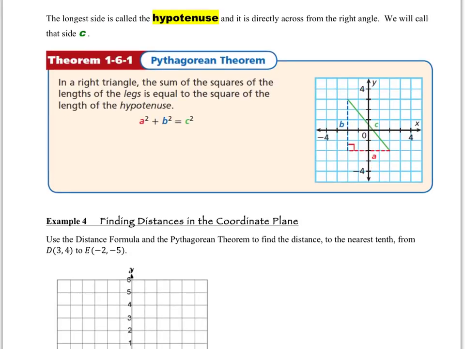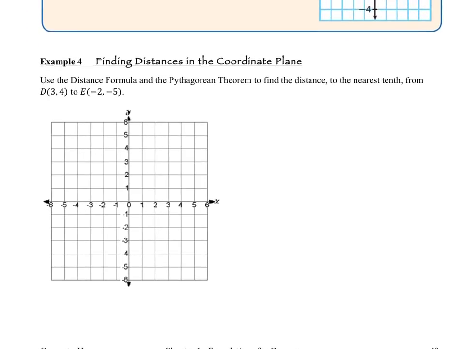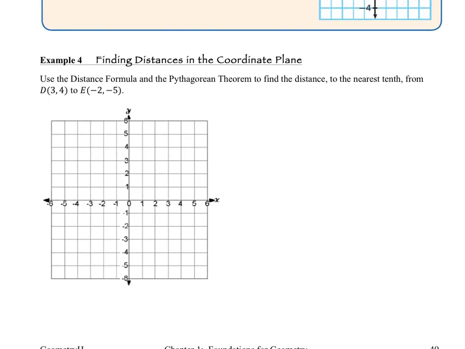So let's take a look at example number 4. Example number 4 says use the distance formula and the Pythagorean theorem to find the distance to the nearest tenth from points D to E. Let's start by graphing points D and E. Once we've got those 2 points graphed, we're going to draw the segment between them. Now we're set up to be able to use the distance formula.